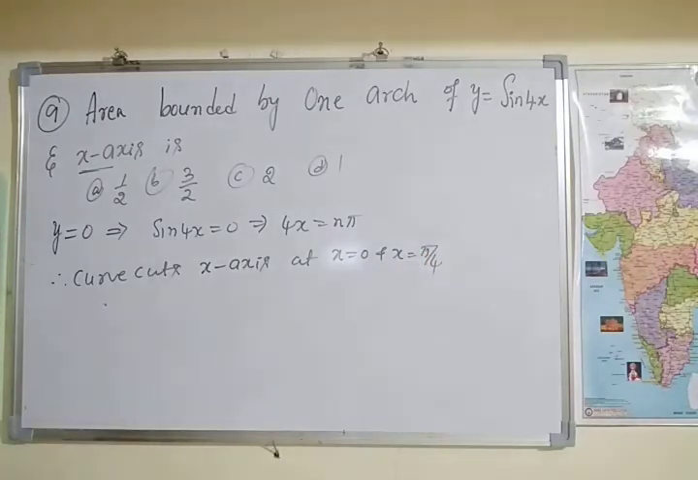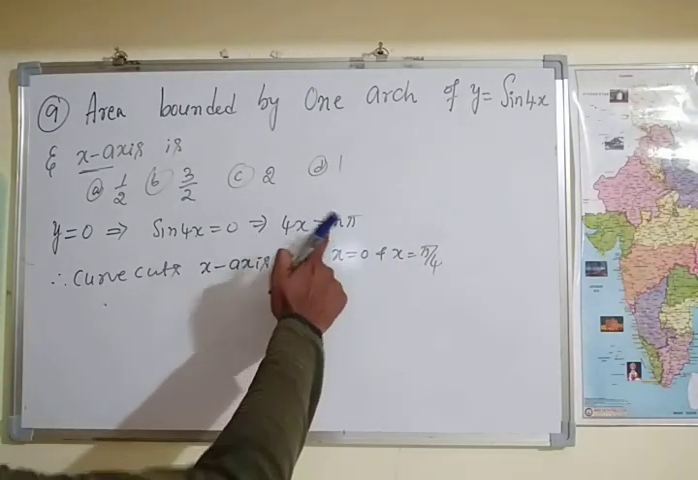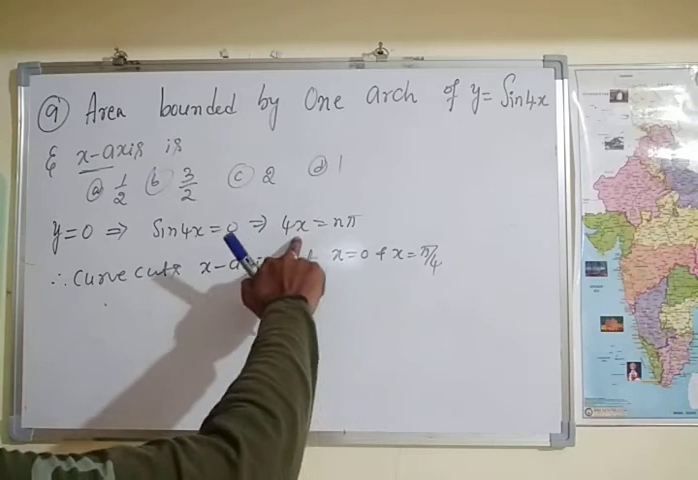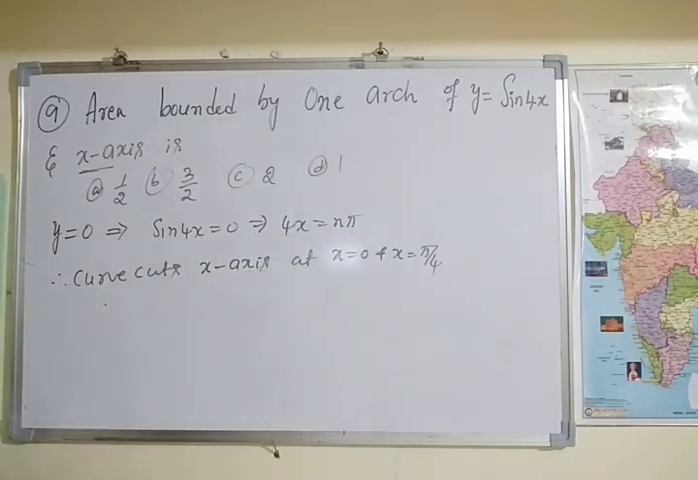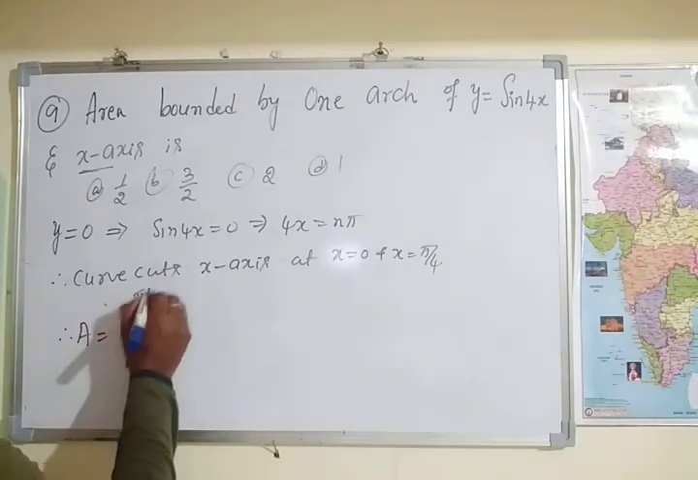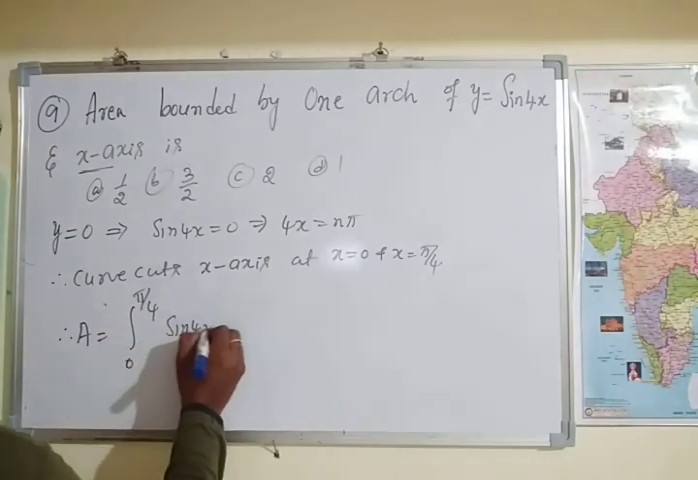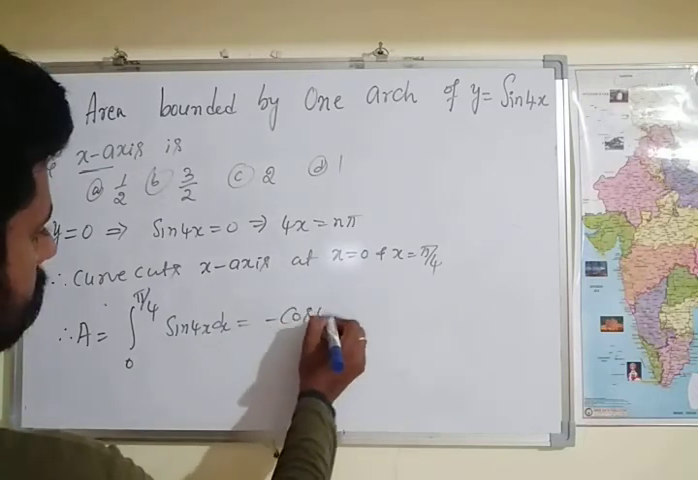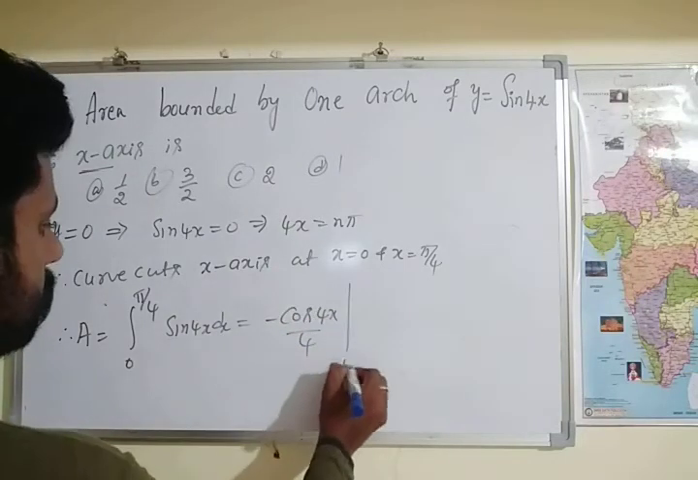By putting n equals 0, we get x is 0. For n equals 1, we get x is equals to pi by 4. Next step, therefore the area is equals to the integral from 0 to pi by 4 of sine 4x dx. The integral of sine 4x is minus cos 4x divided by 4, from 0 to pi by 4.